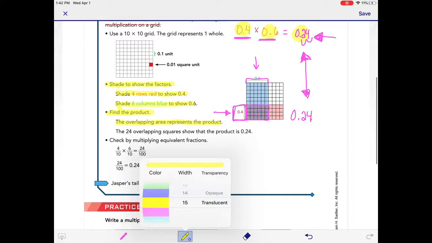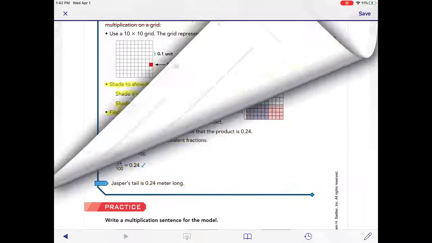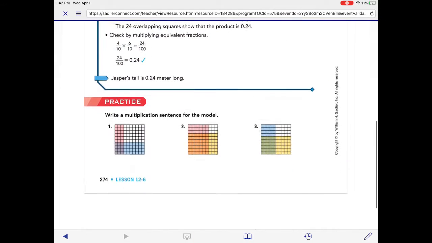Okay, so it says the 24 overlapping squares show that the product is 0.24. And here it tells you to do what I said: check by multiplying equivalent fractions. All right, we're not going to do that. We're going to check by doing the computation just like you've learned in your past 2 lessons. All right, so here it gives you the answer to the story problem that we kind of skipped because we just want to focus on this concept. So let's go back and do a few practice ones.